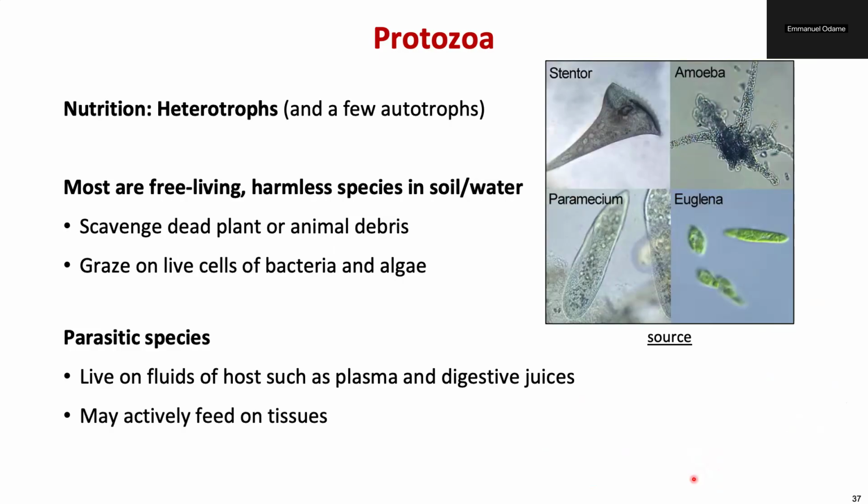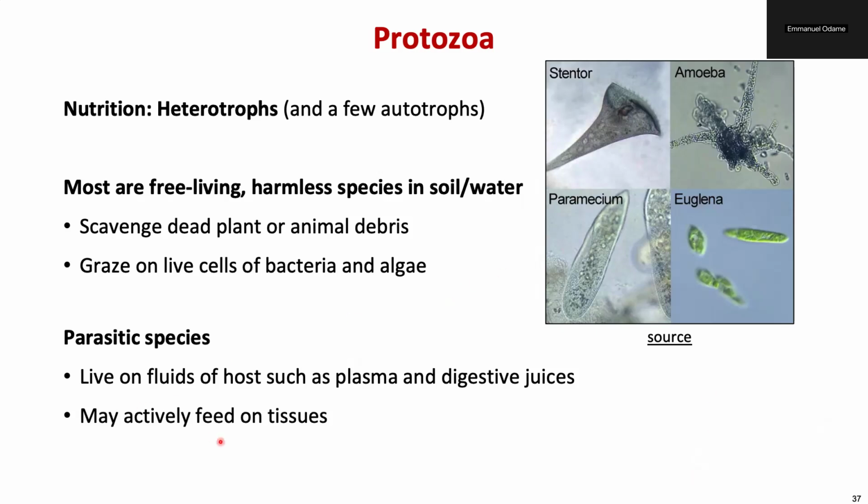With nutrition wise, they are heterotrophs, and just a few of them are autotrophs. Most of them are living freely, and they are harmless species in both soil and water. So what they do is they scavenge on dead plants and animal debris, or graze on live cells of bacteria and algae.